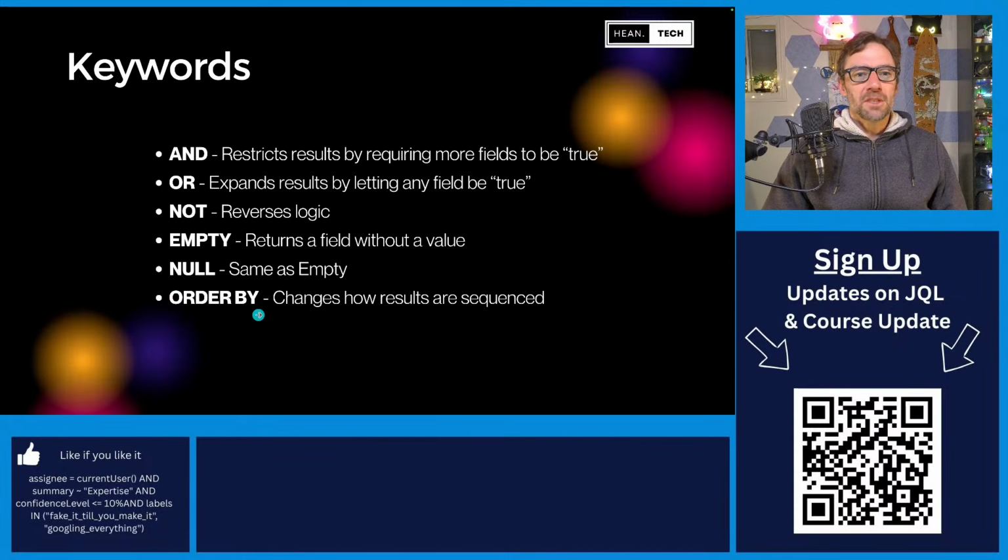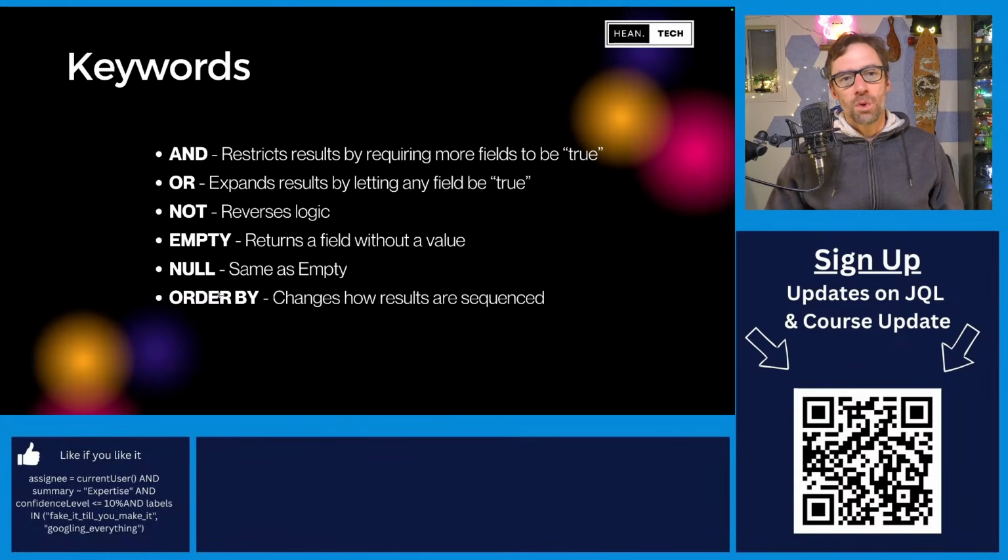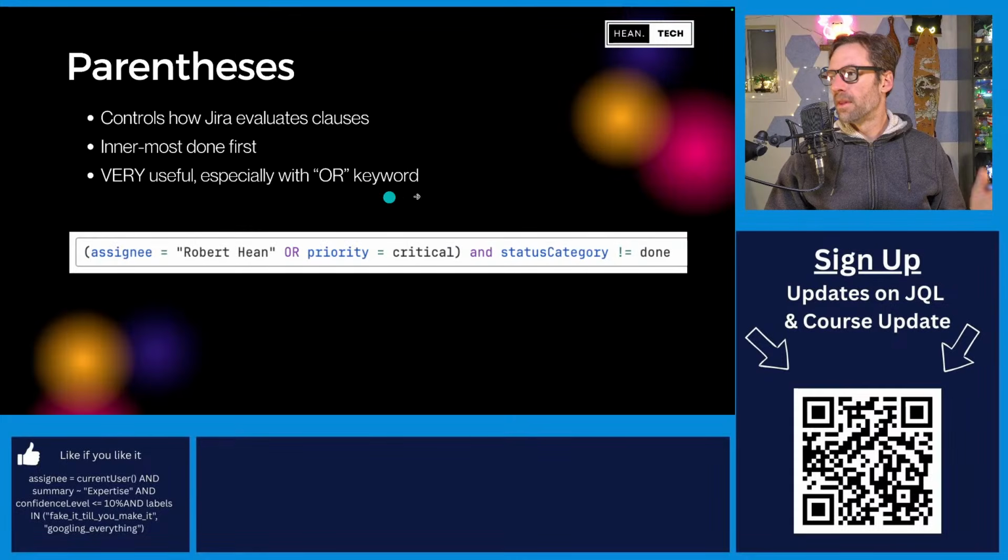Order by is a special clause as well. It always goes at the end, and it allows you to sort columns in your results. So if I say reporter equals Robert Hean, order by priority descending, that would give me the highest priority at the top, where Robert Hean is the reporter. Keywords, we don't have to memorize, but it's good to know just what they do in general.